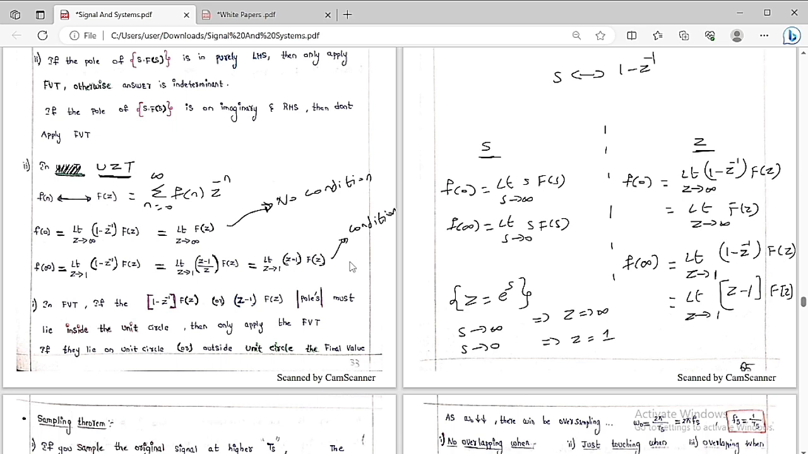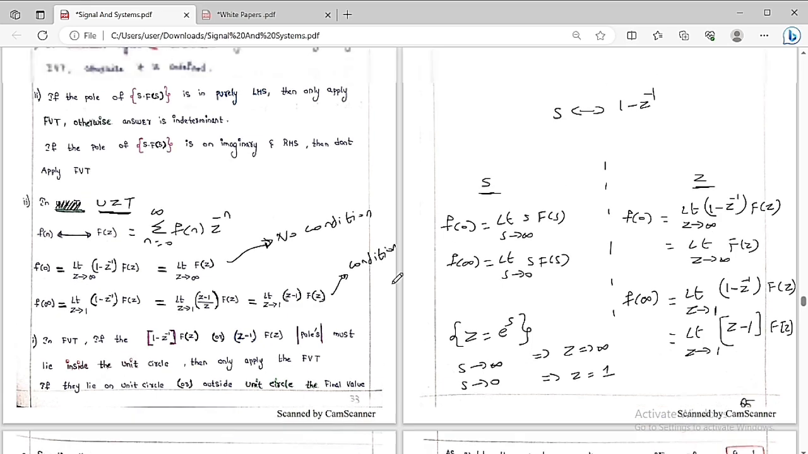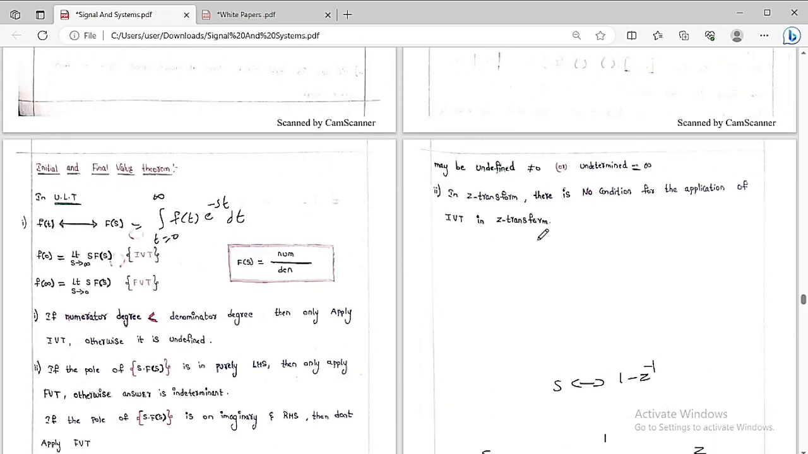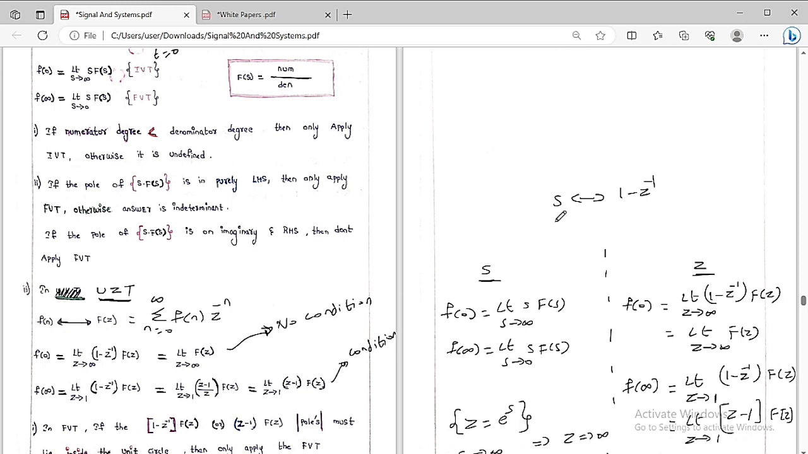Suppose they are going to lie on the unit circle or outside the unit circle, then the final value theorem is not applicable. It may be undetermined or undefined. So what I am trying to tell you is very simple.